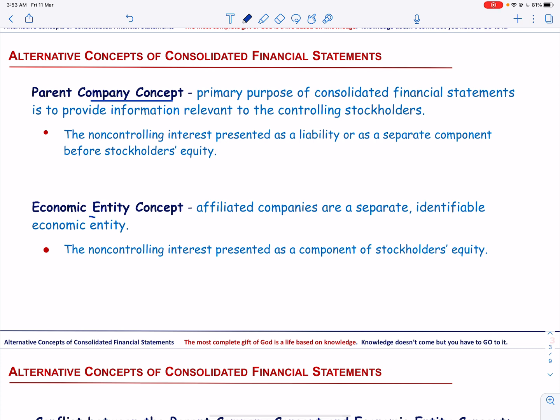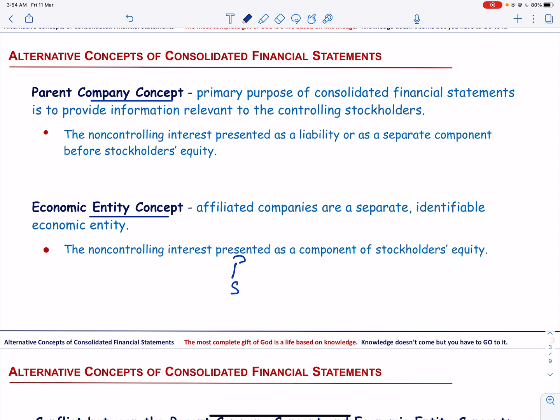Economic entity concept represents the affiliated companies as a separate, identifiable economic entity. This helps in making a meaningful evaluation of financial position and results of operations of the parent company and its affiliates. The economic entity concept emphasizes control of the whole as a single management. Thus, the consolidated financial statements provide information about two groups of legal entities, a parent company and its subsidiaries operating as a single unit.